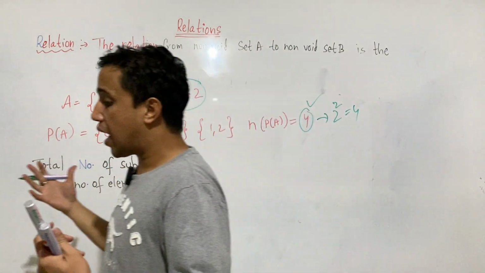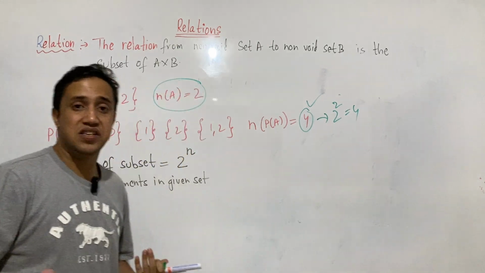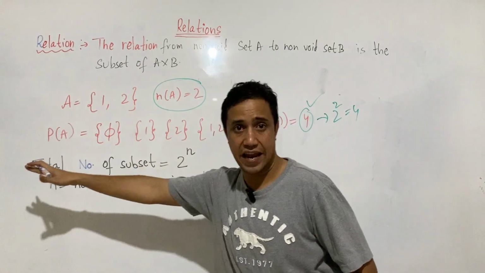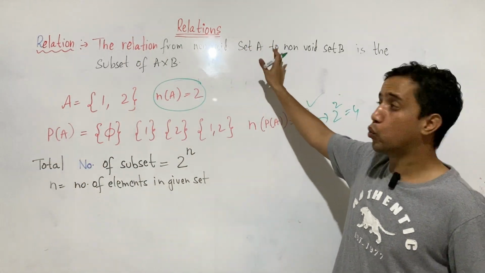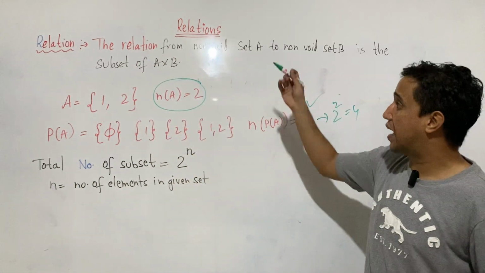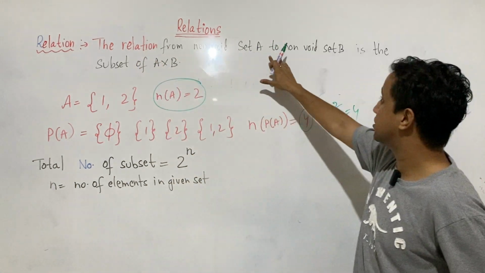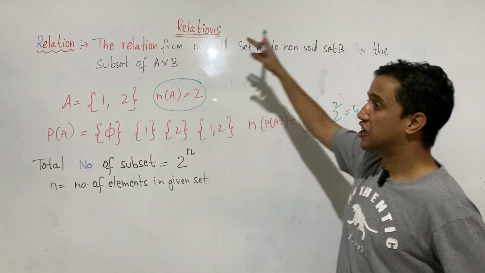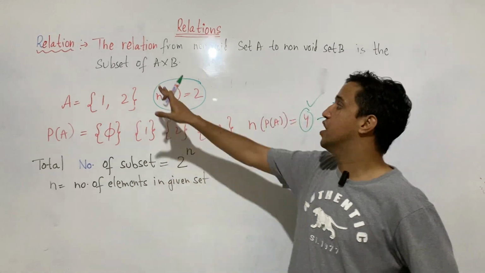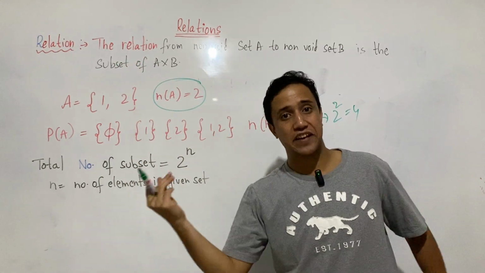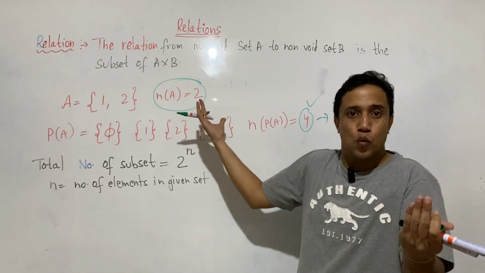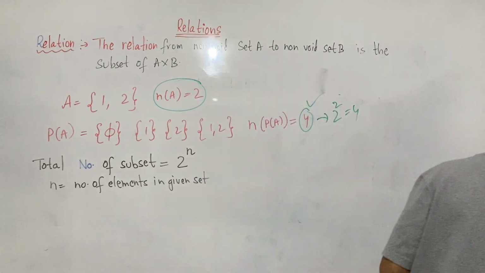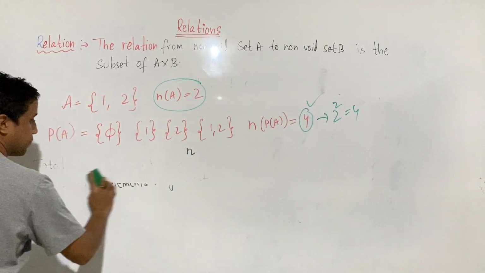Now, why are we doing this? Because the question arises: how many relations can we make from non-void set A to set B? The definition says that a relation means a subset of A cross B. So if we know the total number of subsets of A cross B, we know how many relations can be formed.